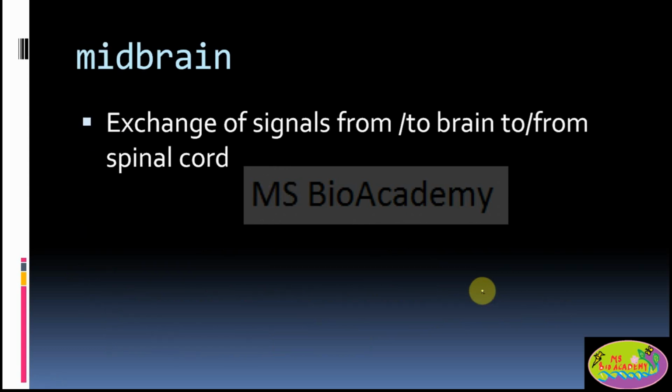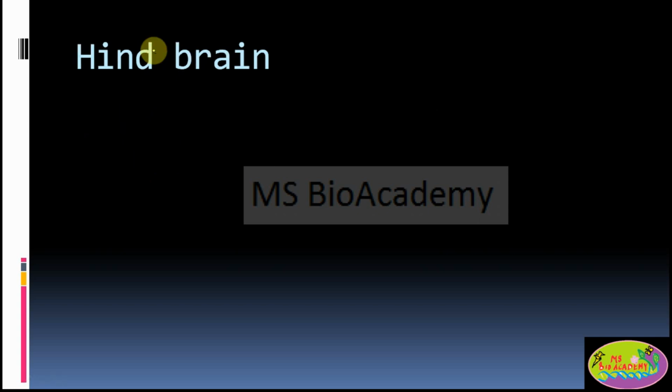Next is the midbrain. The midbrain is present between the forebrain and the hindbrain, and since it is present in the middle of the forebrain and the hindbrain, it is involved in the exchange of signals from the brain to the spinal cord, or from the spinal cord to the brain. So that is the main function of the midbrain, right?